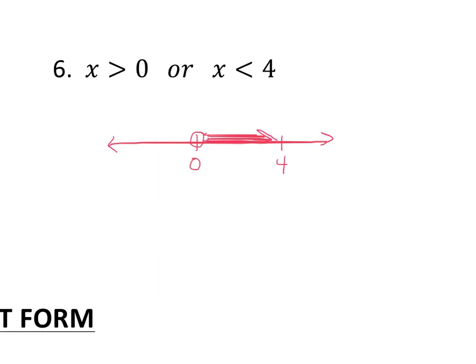Okay, now let's graph the 4. X is less than 4, so open circle, but now it's less than 4, so it's going to be this way. Should have done it in different colors so that you could see the difference. Okay, there's my x is less than 4, and this part right here is my x is greater than 0.